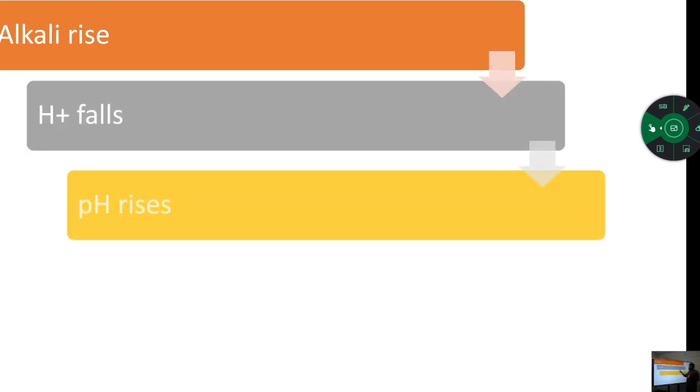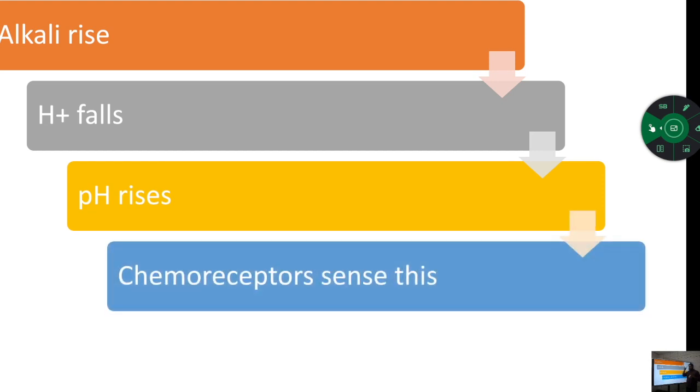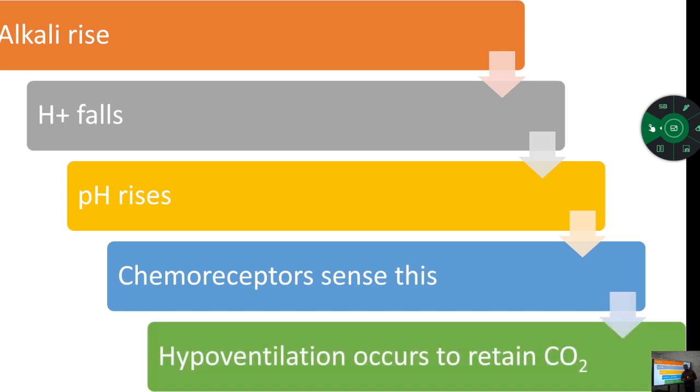The opposite will happen. When the pH rises, that will tell the brain, via the chemoreceptors, to decrease the respiration. So hypoventilation happens, and more carbon dioxide will be retained in our body. These are the main two mechanisms.